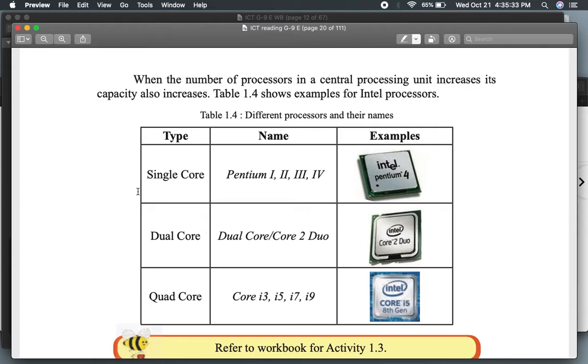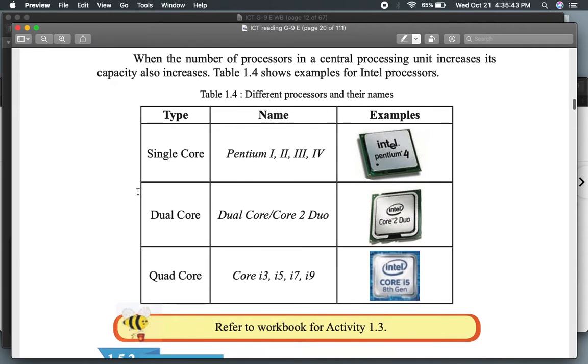When the number of processors in a central processing unit increases, its capacity also increases. Table 1.4 shows examples for Intel processors. Table 1.4, different processors and their names. So single core: Pentium 1, Pentium 2, Pentium 3, or Pentium 4. Dual core or Core 2 Duo. This is the type of Intel chip. And quad core: Core i3, i5, i7, i9.